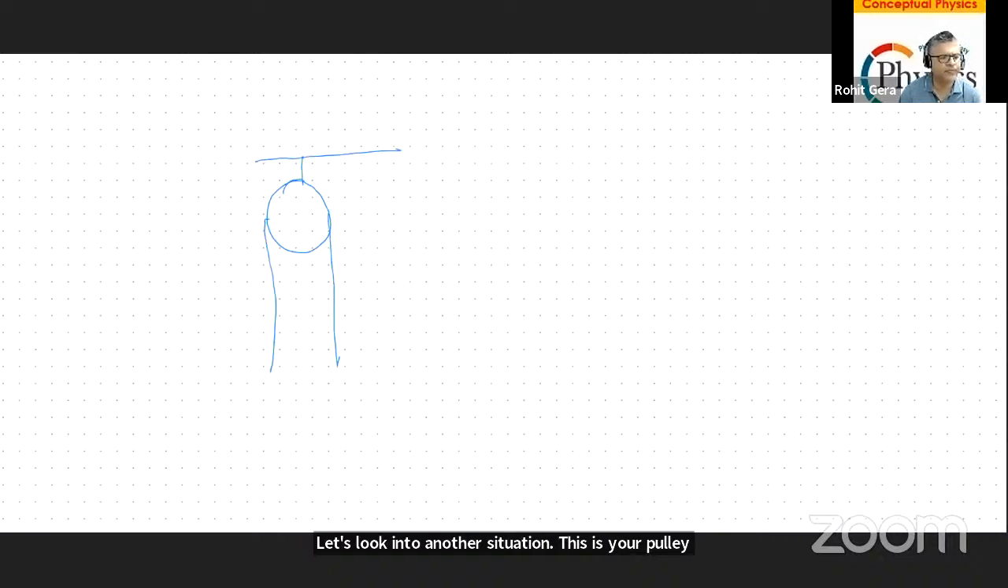Let's look into another situation. So this is your pulley. This is a pulley and this is your 5 kg. This is 15 kg. The question is, what is the tension in the string, single string, and what is the acceleration of the system?